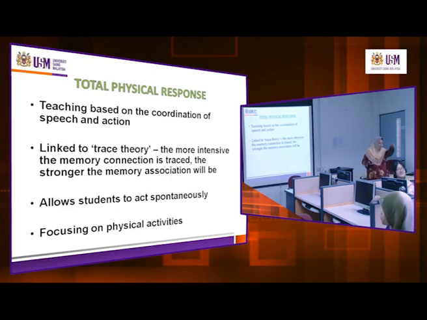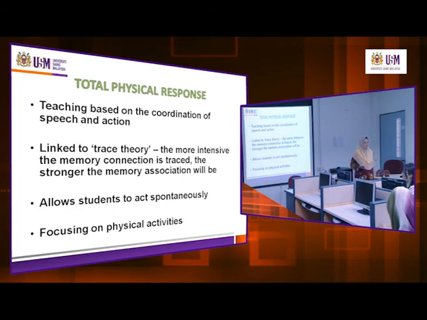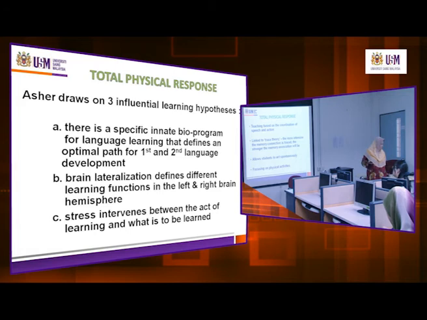Minus 22. Okay? Allow students to act spontaneously. So with TPR, students are encouraged to react spontaneously. You don't have to think too much. Whatever you feel, you react. And it is focusing a lot on physical activities. Hence, the actions that you see from the video. There's a lot of actions. Say hello to your mom, and then mom says, eat. And then mom shows you a plant. So every single word was being enunciated by action. So the students can remember more.